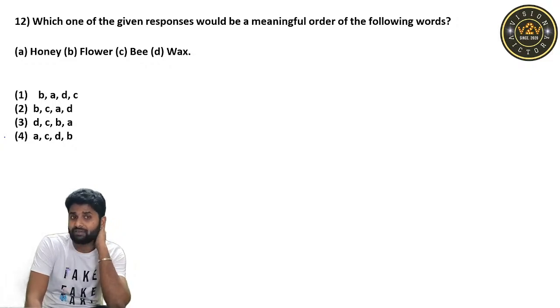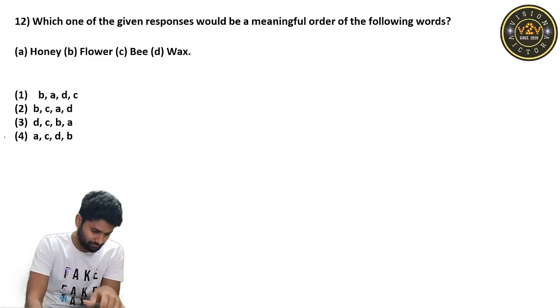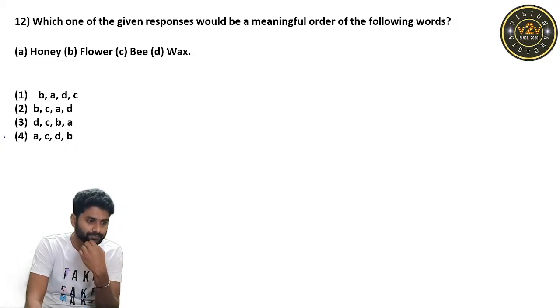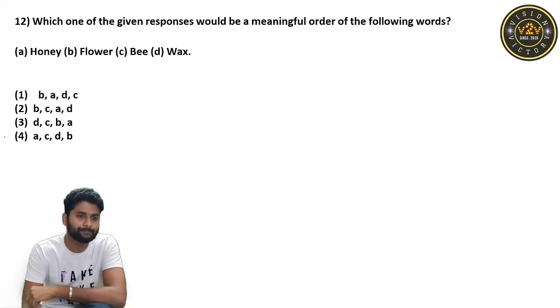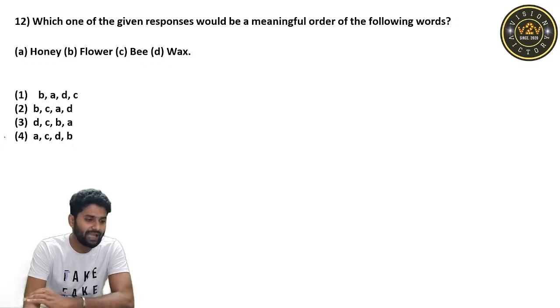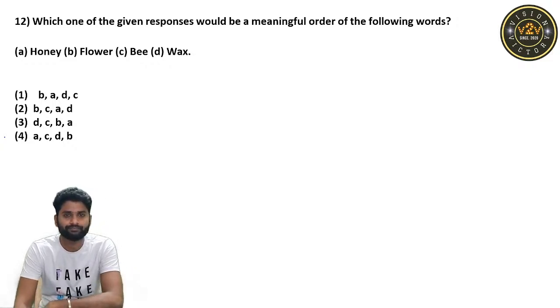Next, which one of the given responses would be a meaningful order of the following words? Honey, flower, bee, wax. So what is the meaningful order here? Out of 4, which option is correct? Honey, flower, bee, wax.